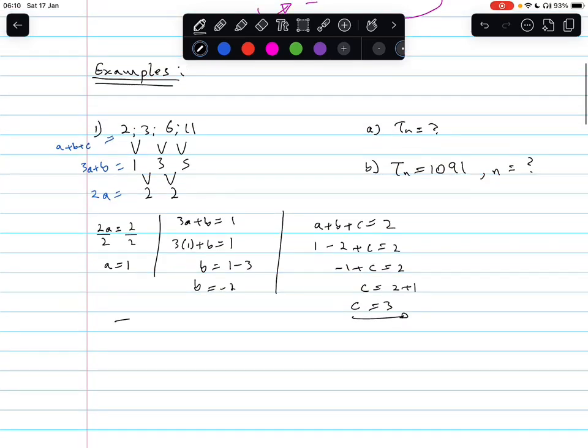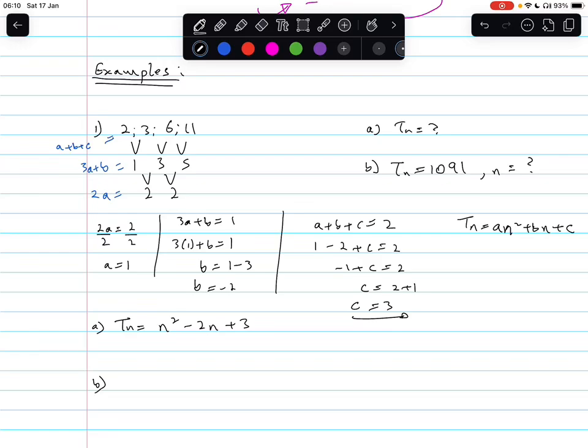And our general formula therefore is Tn equals a n squared plus bn plus c. So we substitute there: a is 1, b is minus 2, c is plus 3. That's the answer for A.